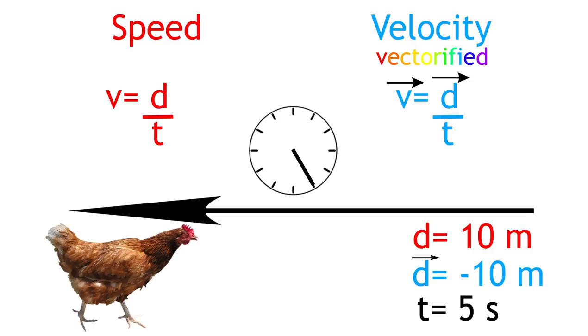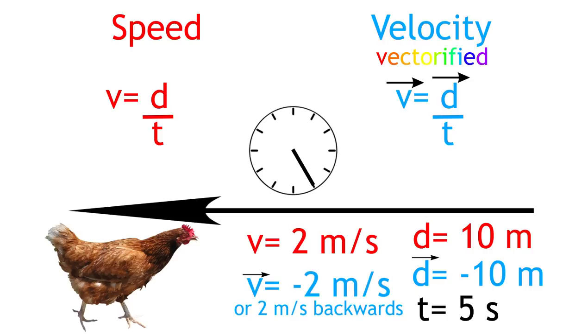And we're back. Do you think you got the answer right? Or did you just keep watching the video because you think you're too smart for this problem? Yes, I know. Anyway, if this chicken walks 10 meters backwards in 5 seconds, his speed will be 2 meters per second, while his velocity is 2 meters per second backwards, or -2 meters per second. Again, notice how I mentioned the direction in which the velocity was.